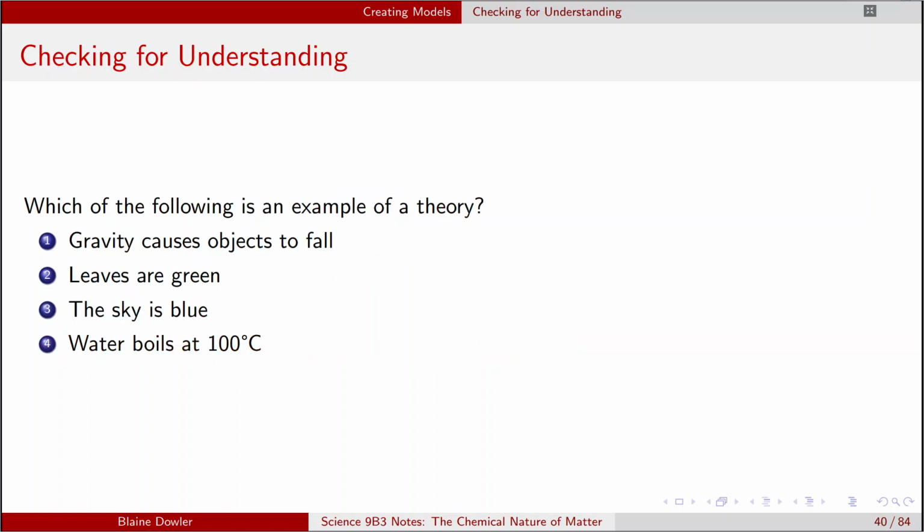Which of the following is an example of a theory? Gravity causes objects to fall. Leaves are green. The sky is blue. Water boils at 100 degrees Celsius. Pause now if you need more time. The theory is the first one. Gravity causes objects to fall. It's the explanation of the observation that objects fall.